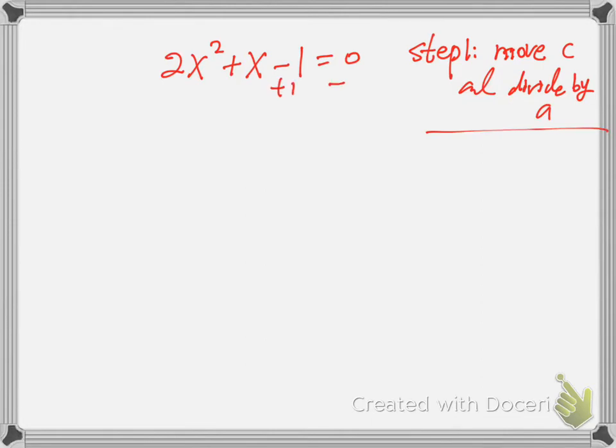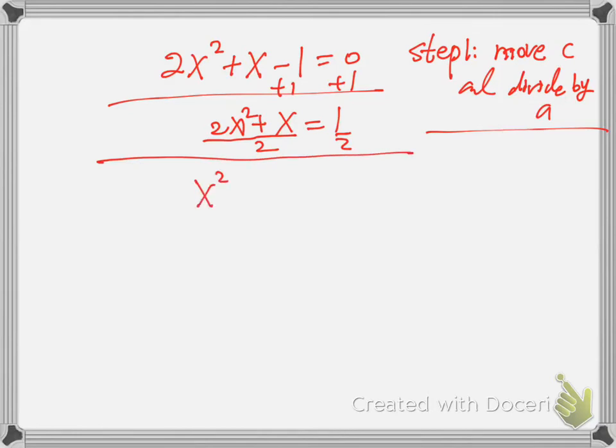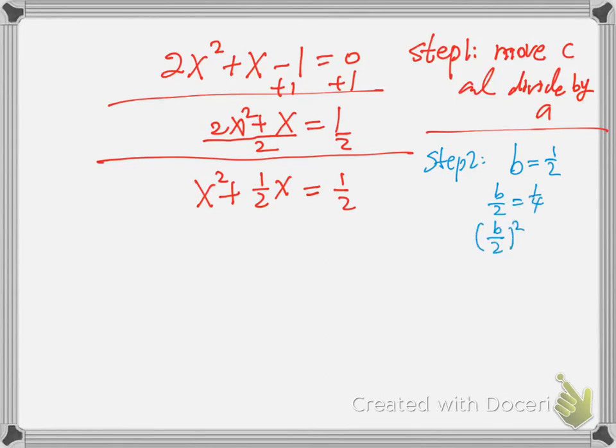Okay, so plus 1, we got 2x squared plus x is 1, divided by 2, we got x squared plus 1/2 x is 1/2. So this is our completing square method now. So what is our B? Step 2. Our B is 1/2. So b over 2 is 1 over 4. b over 2 squared is 1 over 16.